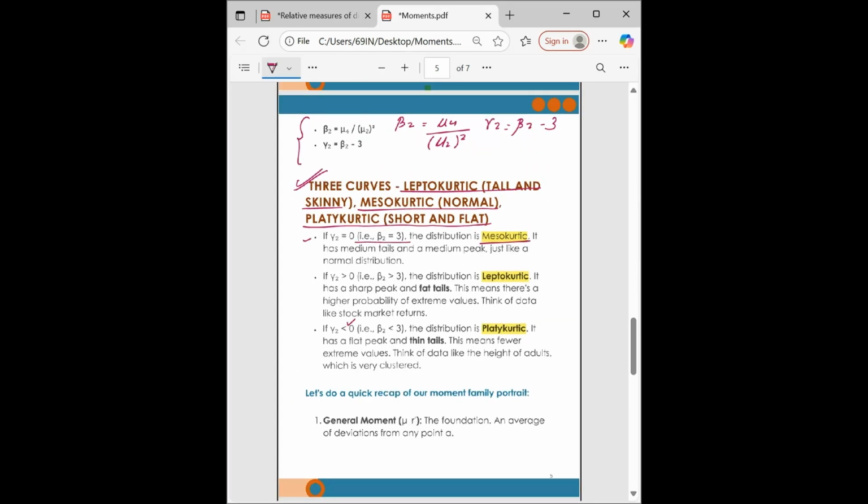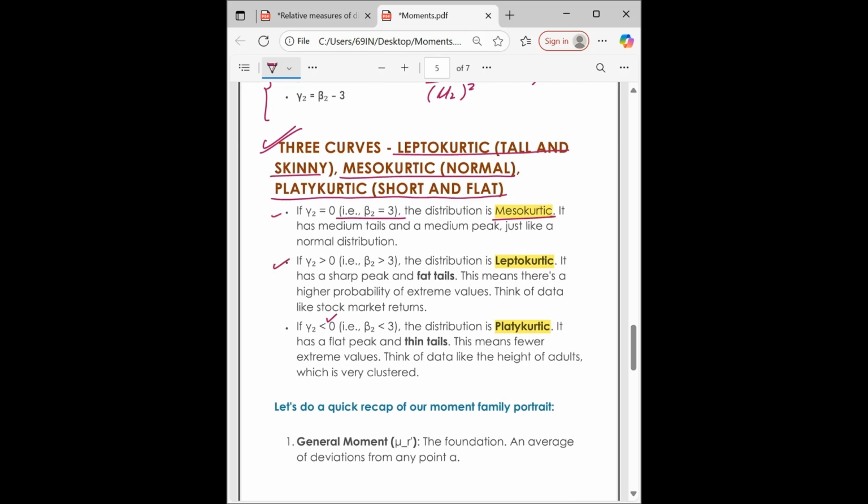And point number 2, which is gamma 2 positive or greater than 0, that is beta 2 is greater than 3, the distribution is leptokurtic. It has a sharp peak and fat tails. This means there's a higher probability of extreme values. Think of data like stock market returns. And point number 3, if gamma 2 is less than 0, that is beta 2 is less than 3, the distribution is platykurtic. It has a flat peak and thin tails. This means fewer extreme values. Think of data like height of adults, which is very clustered.